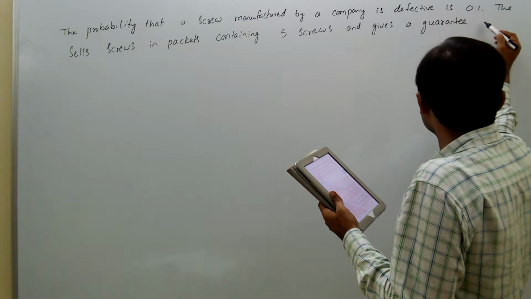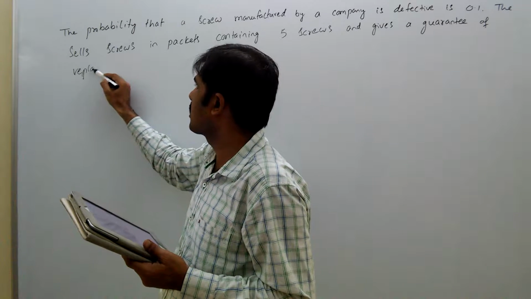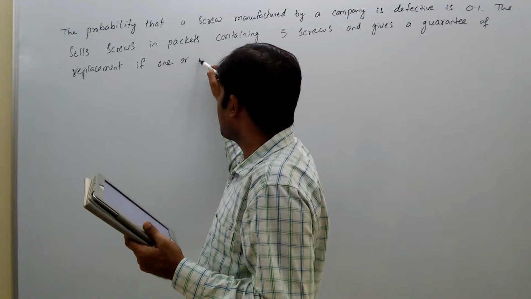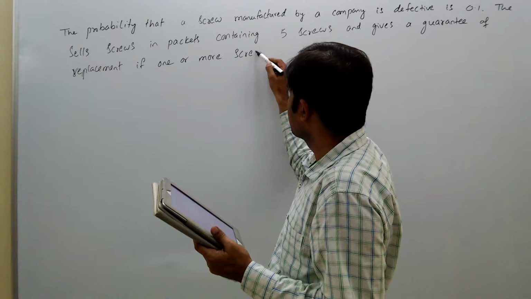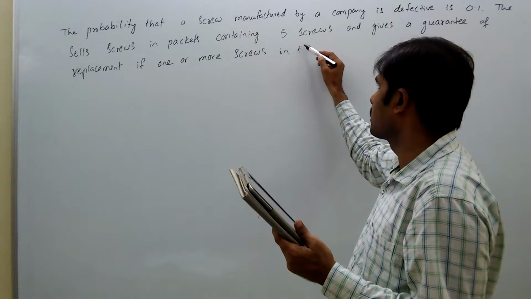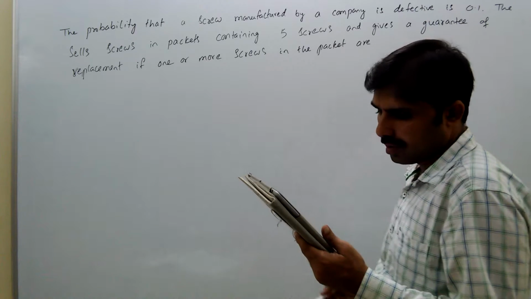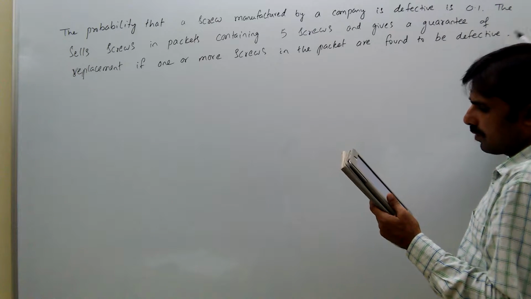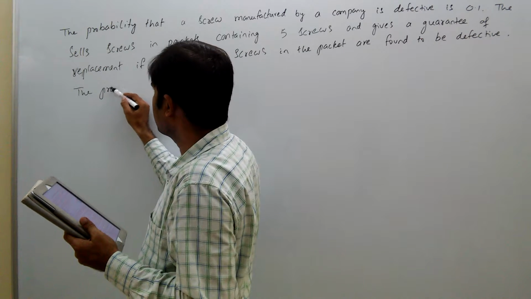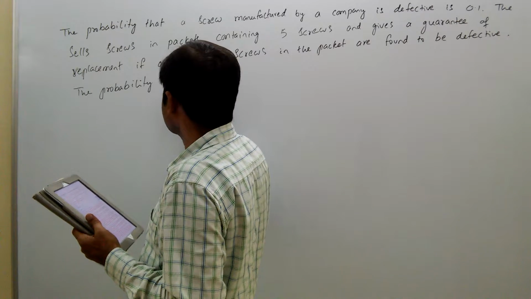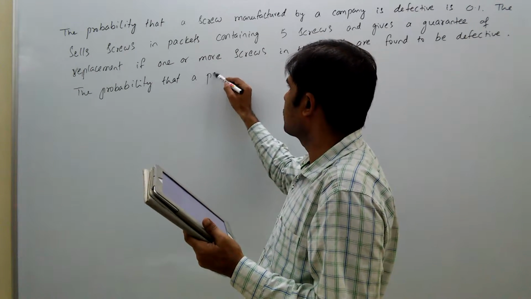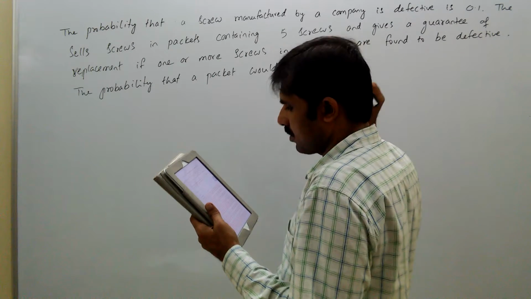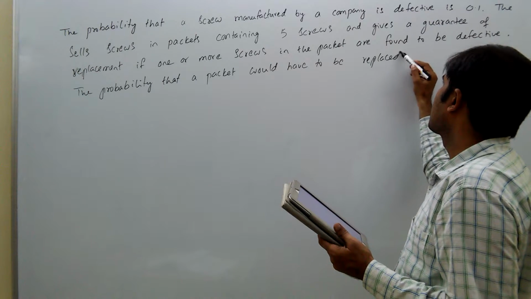and gives a guarantee of replacement if one or more screws in the packet are found to be defective. The probability that a packet would have to be replaced is dash.